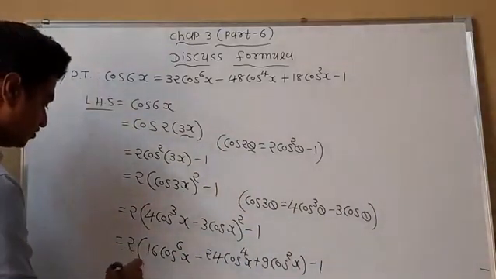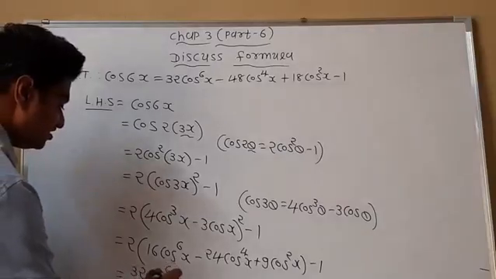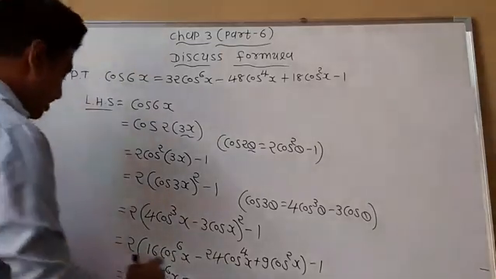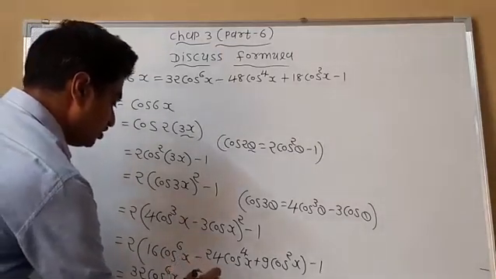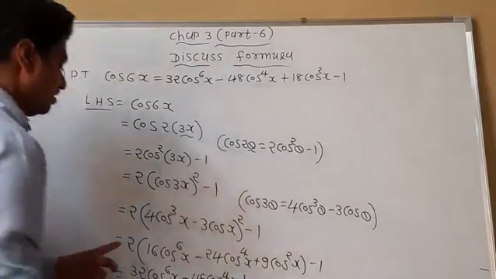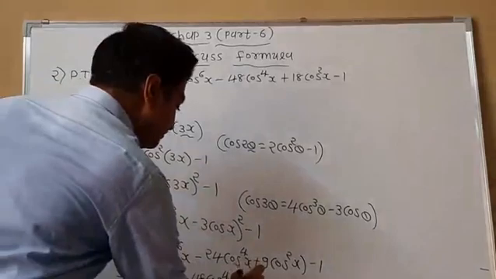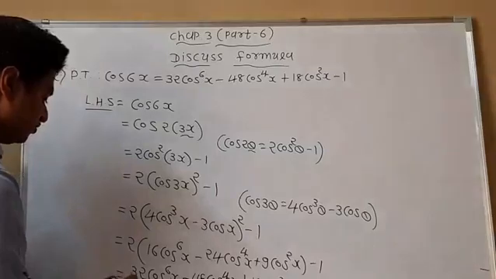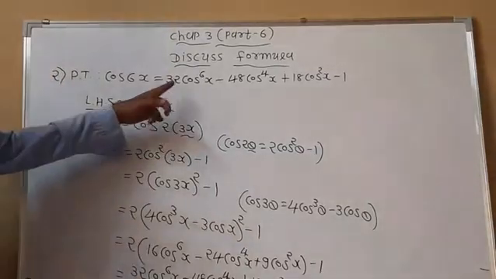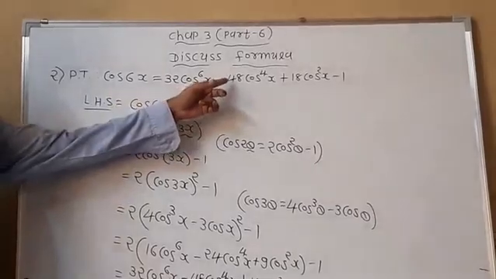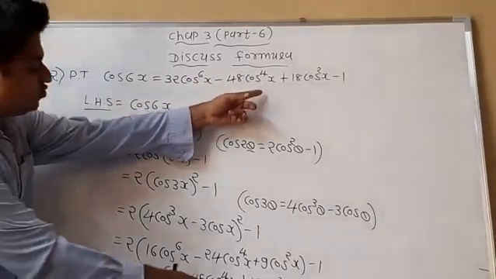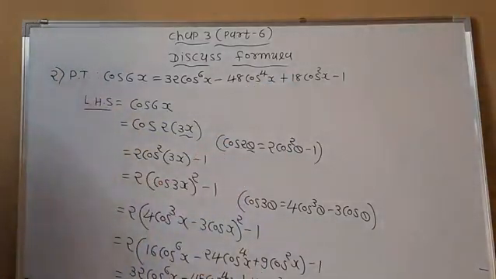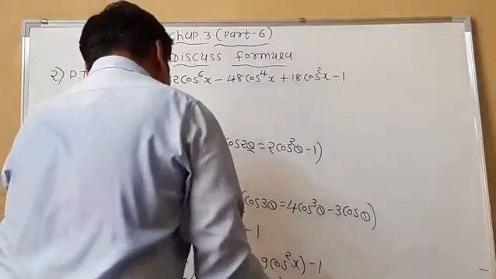So it is equal to 32cos⁶x minus 2 into 24, that means 48cos⁴x, plus 9 × 2 = 18cos²x minus 1, is equal to RHS side. Okay, so our proof is 32cos⁶x minus 48cos⁴x plus 18cos²x minus 1. Clear? Okay, now the next question.